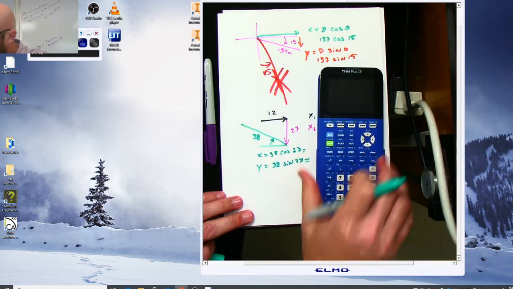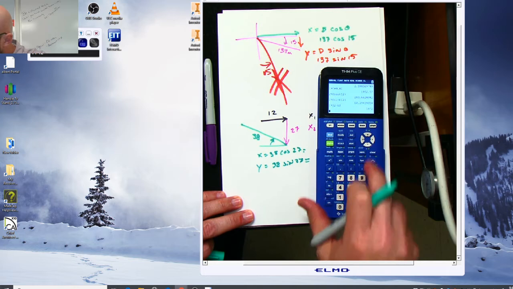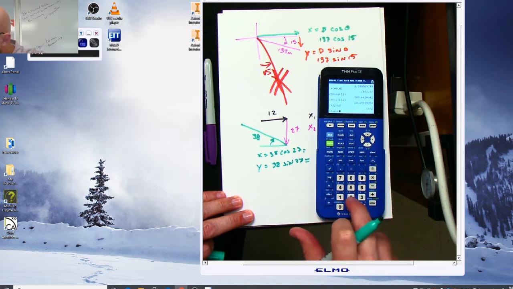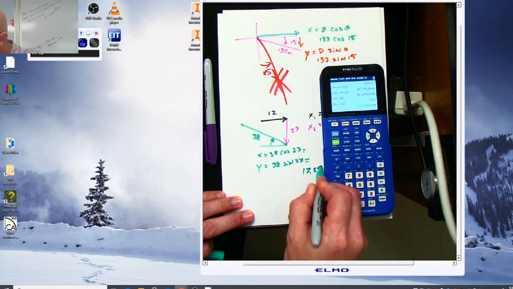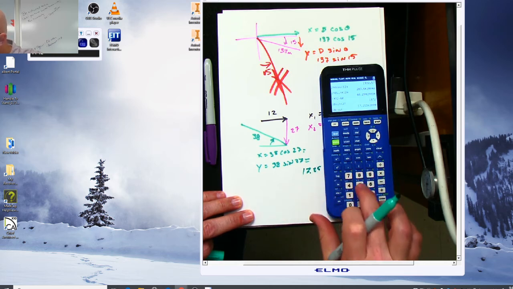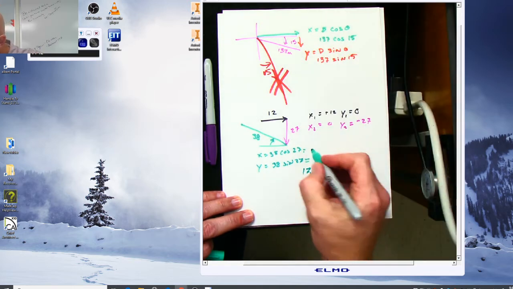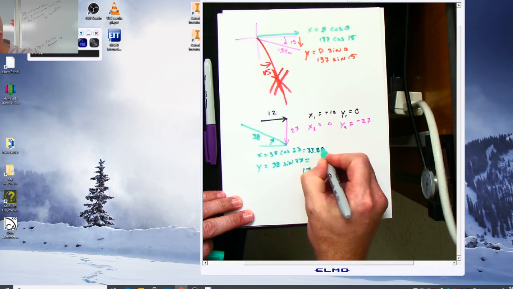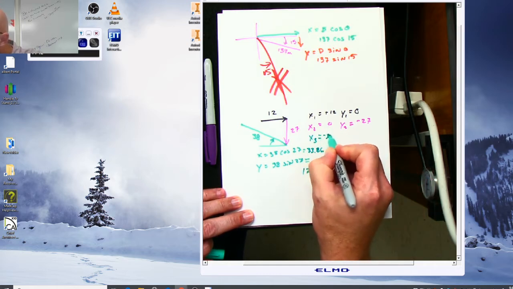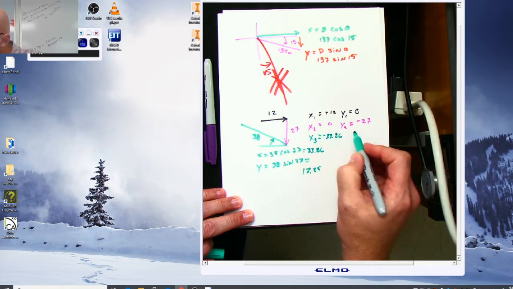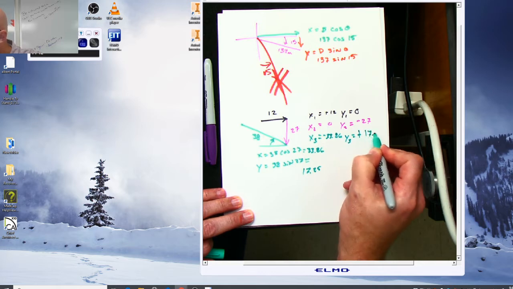So we'll get the numbers here. 38 sine of 27 is 17.25. And 38 cosine of 27 is 33.86. So then X3 is negative 33.86 and Y3 is positive 17.25.